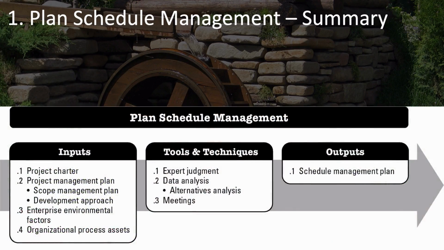And here's the summary. It has one output, and that is the schedule management plan itself. The main input is the project charter, but also the project management plan's components of the scope management plan and the development approach, so that you know what sort of approach you're taking to match your overall project development approach. There are also several enterprise environmental factors and organizational process assets that can influence or help you on your project.